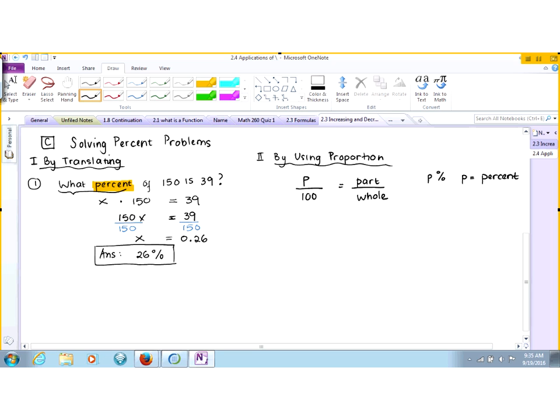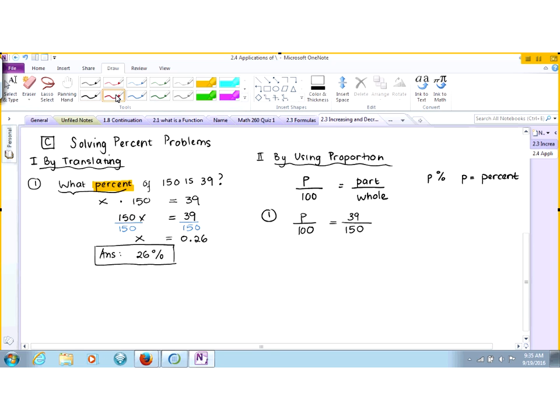So P is the number before the percent. So in this case, what would you do here? How do you write it? This problem for number 1. Do I know P? No, I don't. So I'm going to write P over 100. Do you know the part? Which one? 39, and the whole is 150.